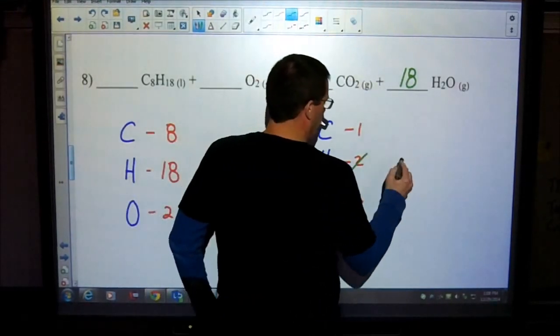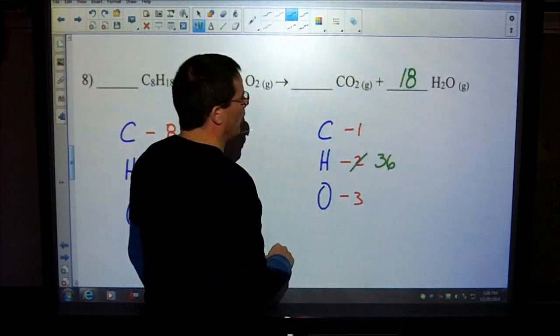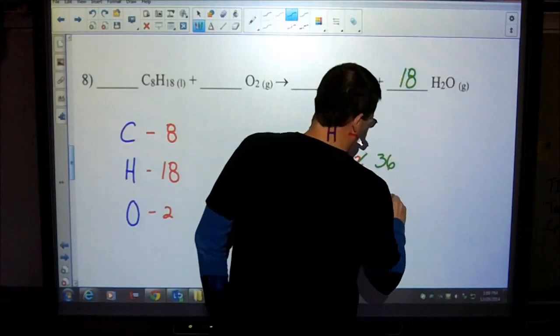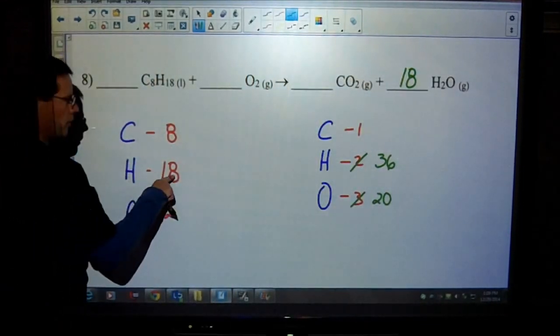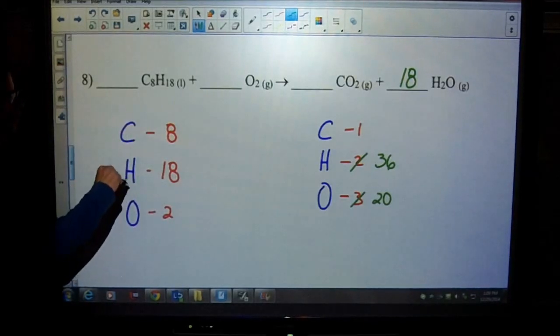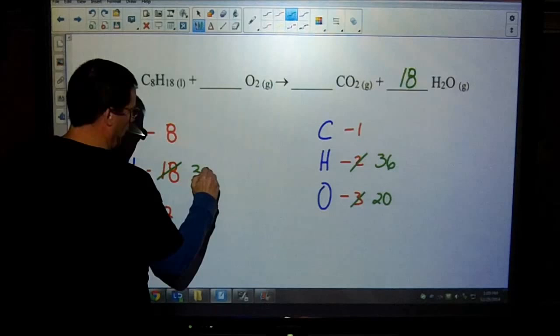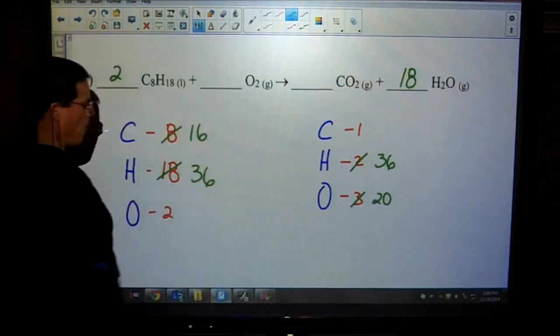So 18 times 2 is 36. And let's fix our oxygen. So 18 times 1 plus 2 is 20. Fix your hydrogen if it's not good. So we need to double that. Now that gives me 36 hydrogen and 16 carbon.